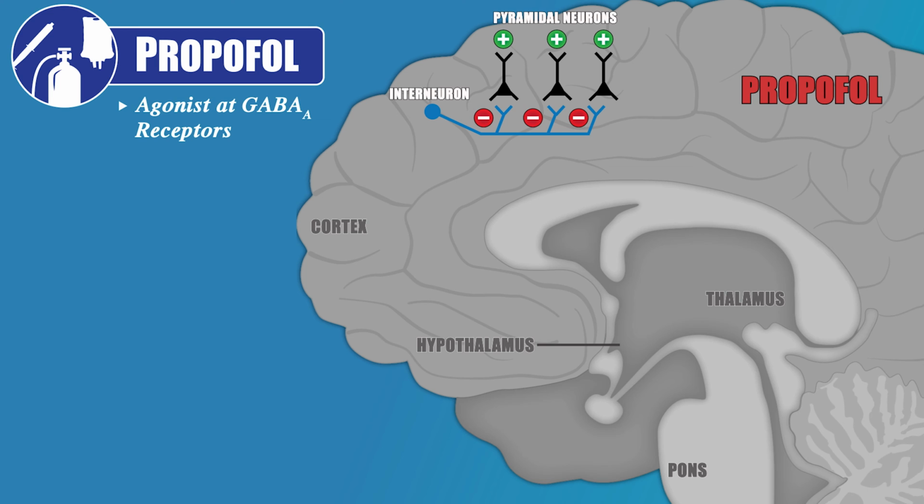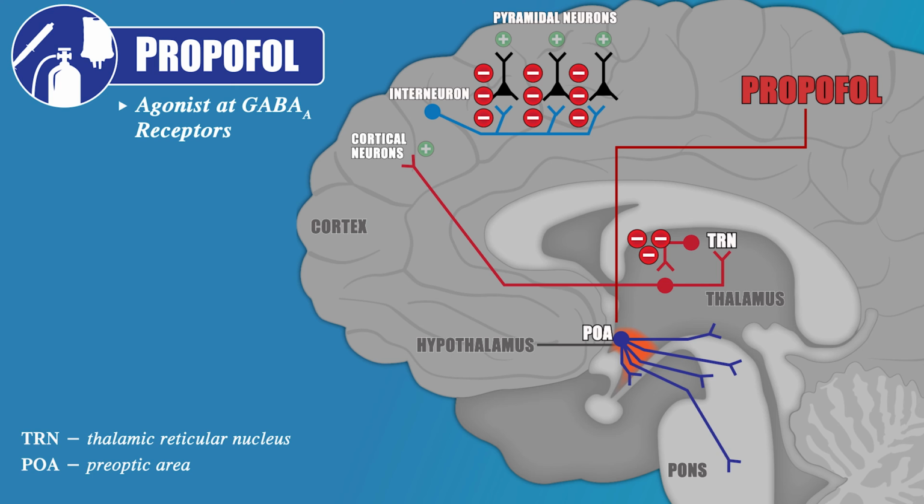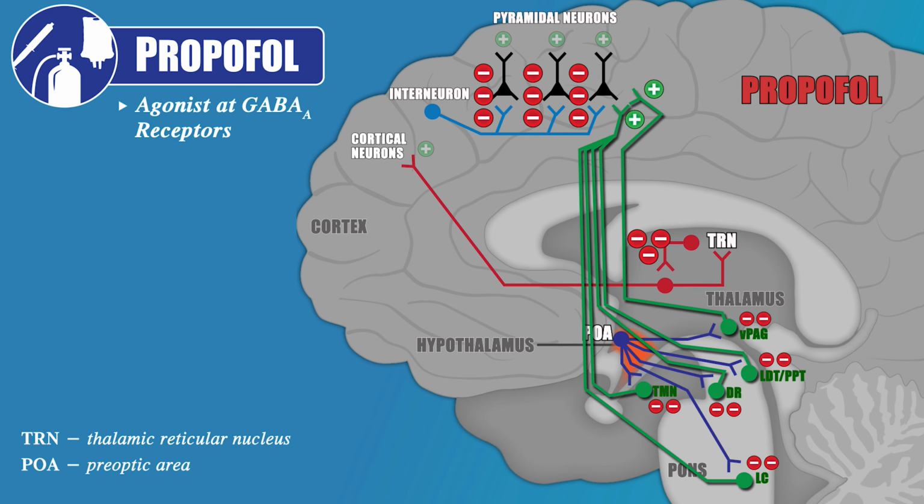In the cortex, propofol enhances GABA-mediated inhibition of pyramidal neurons, which decreases excitatory responses. In the thalamus, at the thalamic reticular nucleus, propofol enhances GABAergic inhibition, serving to decrease excitatory inputs to the cortex. Propofol also interacts with the preoptic area of the hypothalamus to enhance inhibition of the principal arousal centers of the hypothalamus, midbrain, and pons. Inhibition of these ascending arousal centers in turn decreases their input to the cortex, thereby decreasing cortical activity.